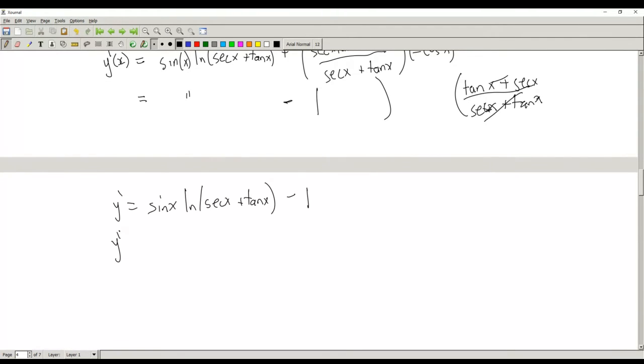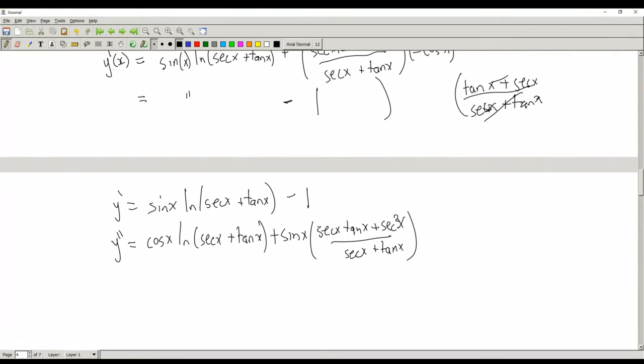Now we still need y double prime. We can once again do some fun differentiation, and we will come out with cos x ln of sec x plus tan x plus sine x times, it's going to be the same as what we had up there, which should be sec x tan x plus sec squared x all over sec x plus tan x.